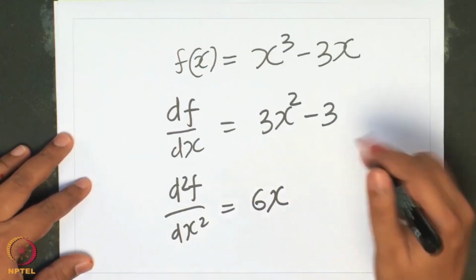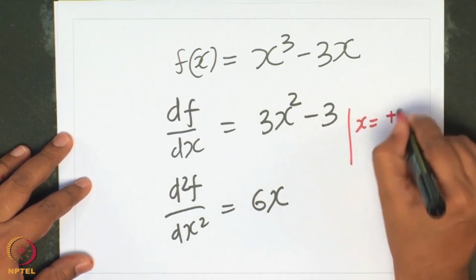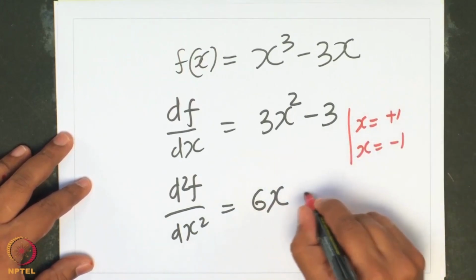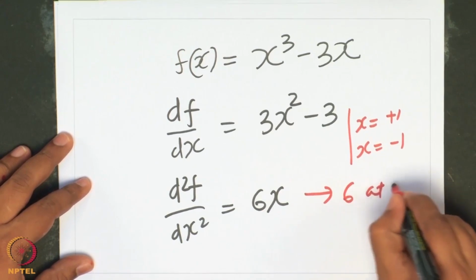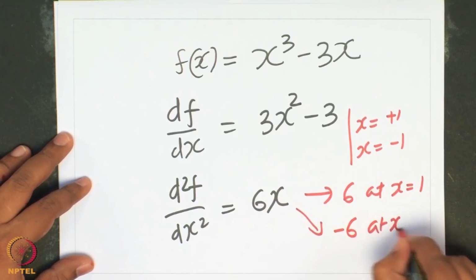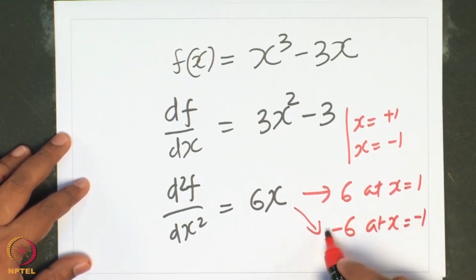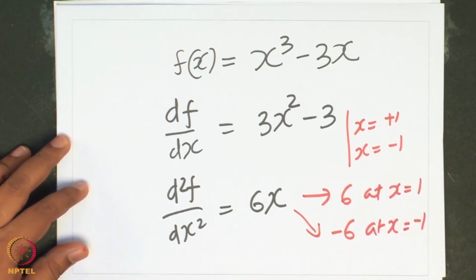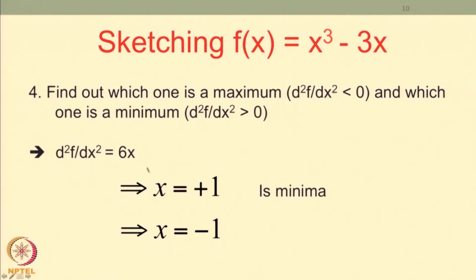Now we know that the turning points are x equal to plus 1 and x equal to minus 1. These are the maxima minima points, and when x equal to plus 1, this would give 6, and this would give minus 6 at x equal to minus 1. So, when x is minus 1, the second derivative is negative. When x equal to plus 1, the second derivative is positive. Since it is positive, it is a minima, and when x equal to minus 1, the function has a maxima.